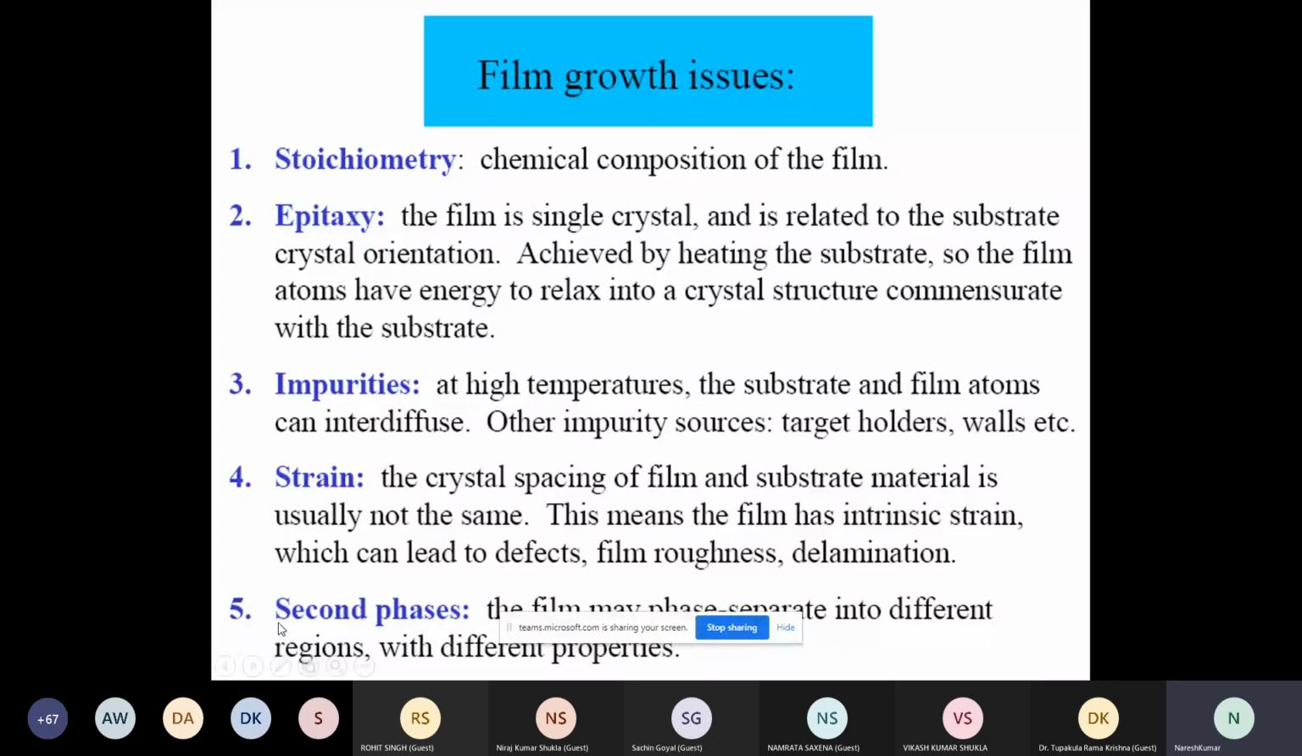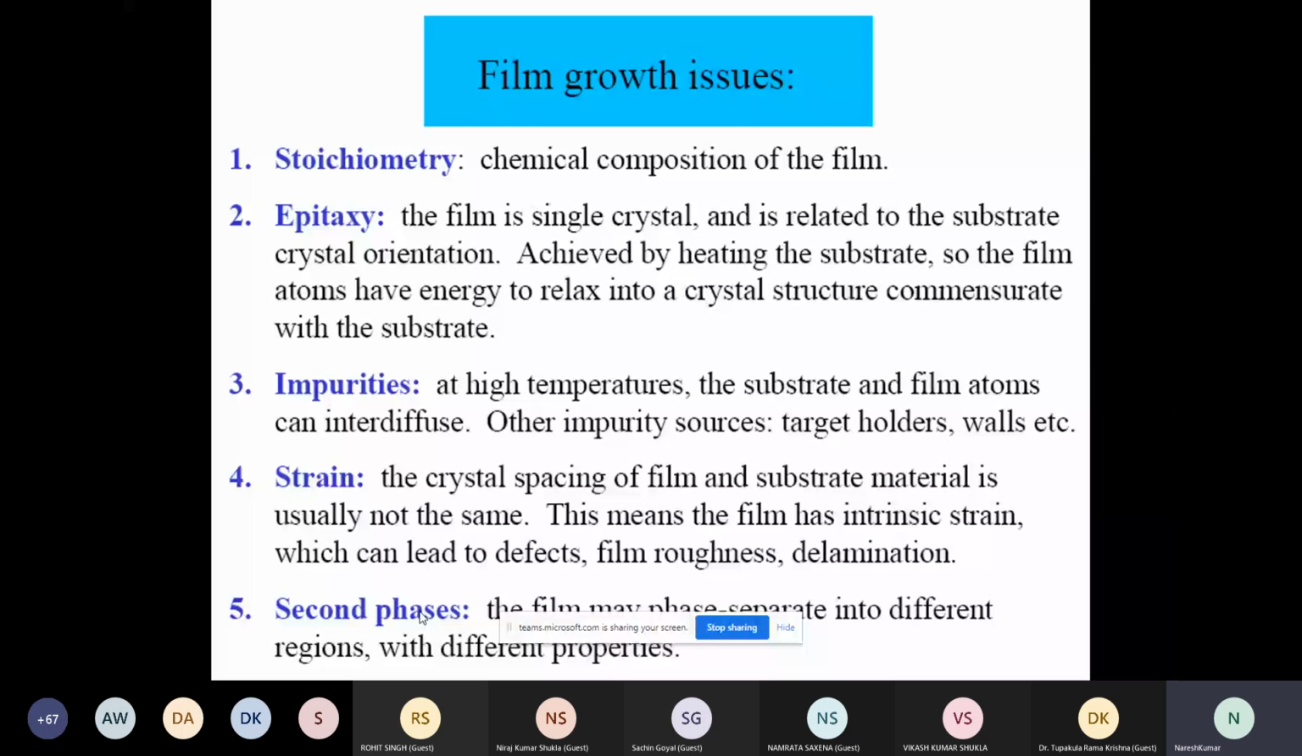The next is the second phase. Let's say I'm trying to grow a film of multi-component materials, where ultimately it has to have just one phase. But during growth, you start getting different phases, multiple phases. That's another problem. There are certain more issues like uniformity. Based on the technique or the tool that you are using, it may be possible that my film is not uniform, or the thickness is not uniform over the entire given area.